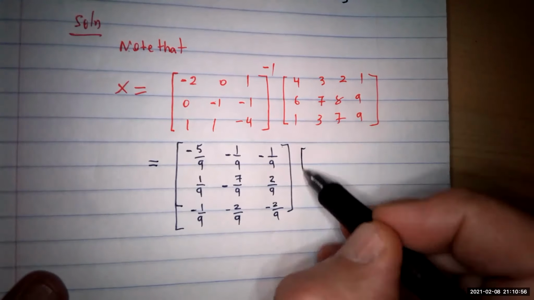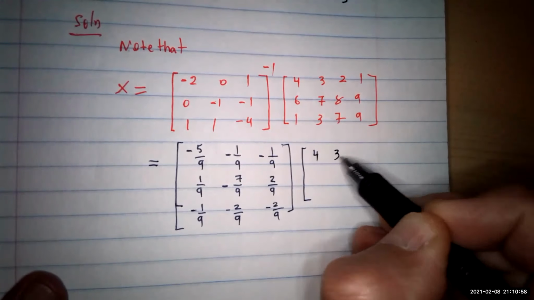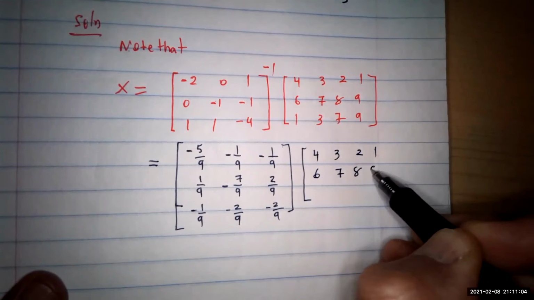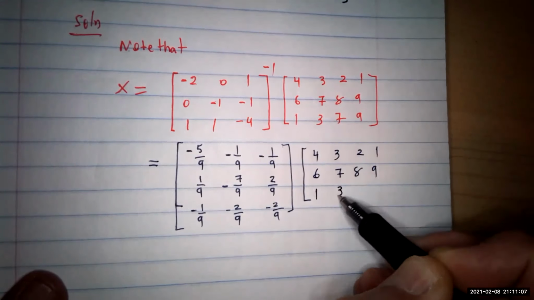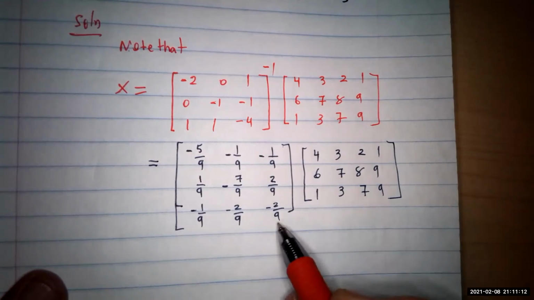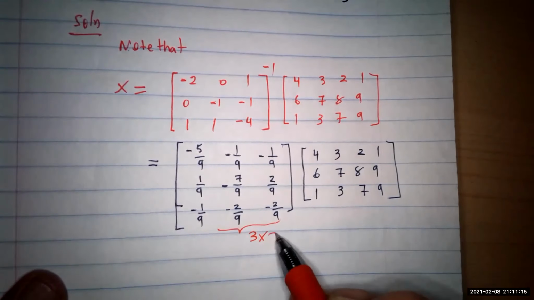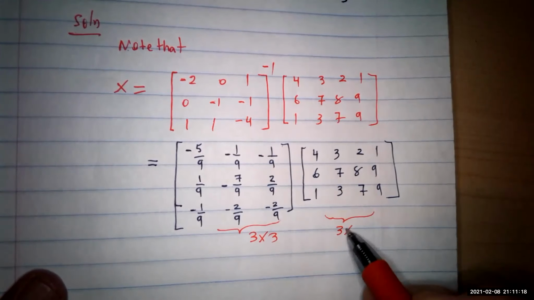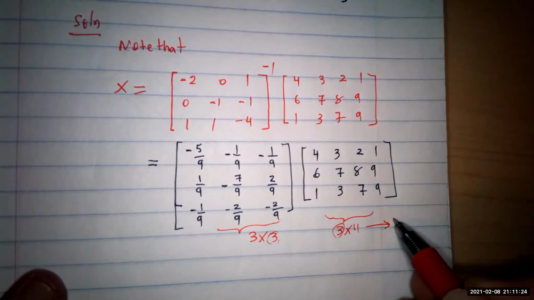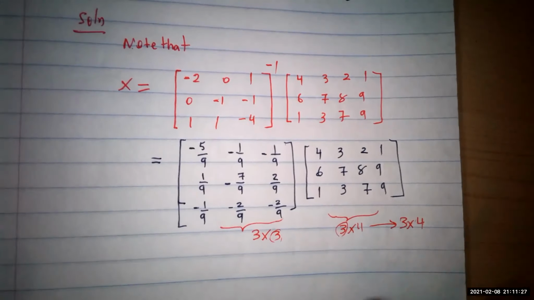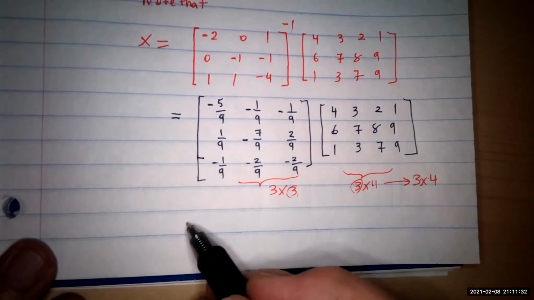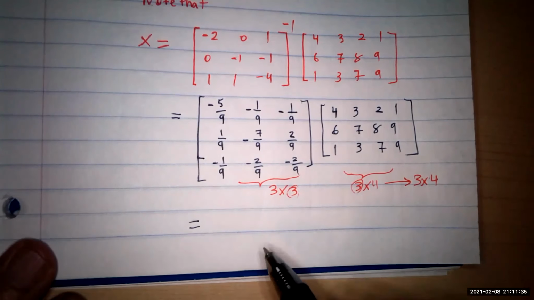And of course, you multiply by 4, 3, 2, 1, 6, 7, 8, 9, and 1, 3, 7, 9. The multiplication is possible because this is a 3 by 3 matrix and this is a 3 by 4. The middle dimensions are the same, so the result is going to be a 3 by 4 matrix. You just do the multiplication for yourself. You must arrive at this 3 by 4 matrix.